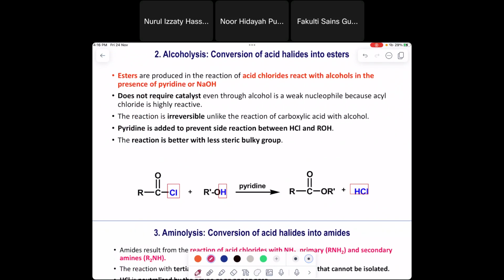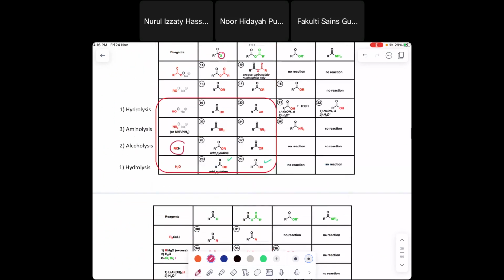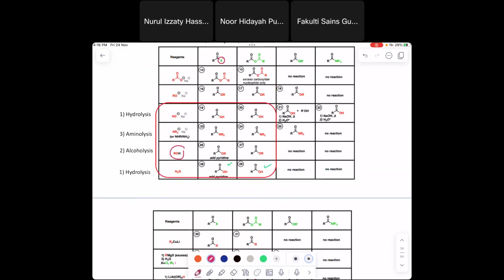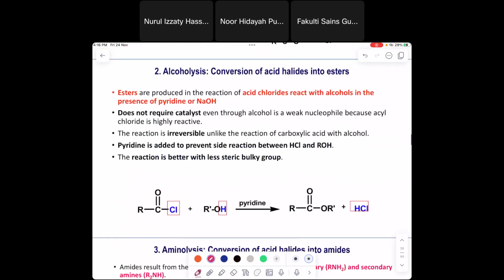Kalau tidak HCl react with alcohol, always will produce a chloroalkane. Dia tak nak juga macam tu. Therefore, we usually use a pyridine. Sebab tu kita tulis kat dalam kotak ni, you have to add pyridine. Okay, kalau you start with acid halide lah.